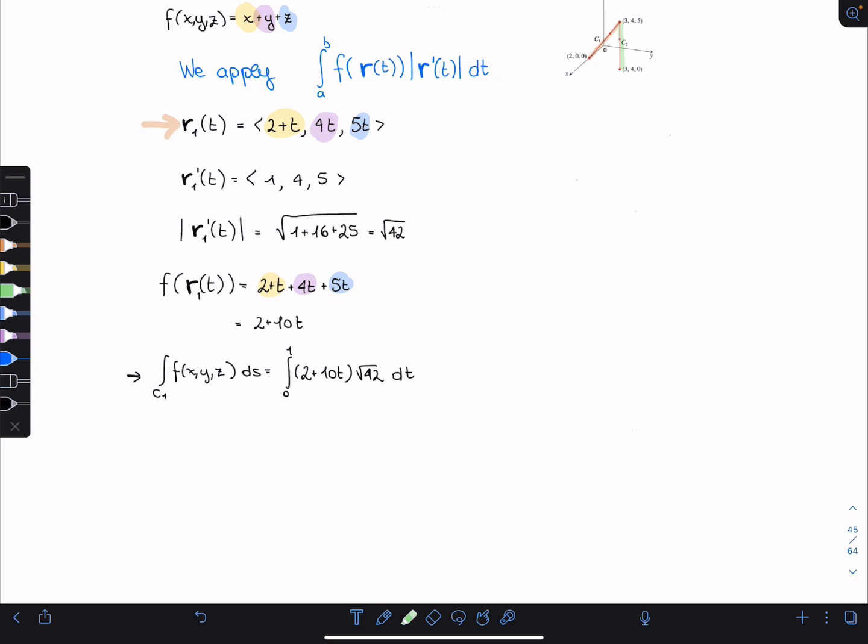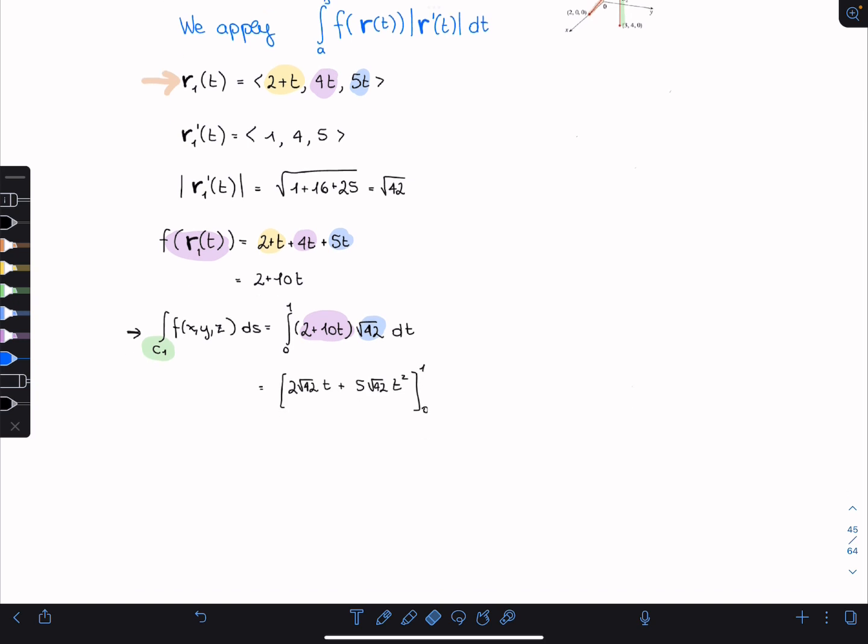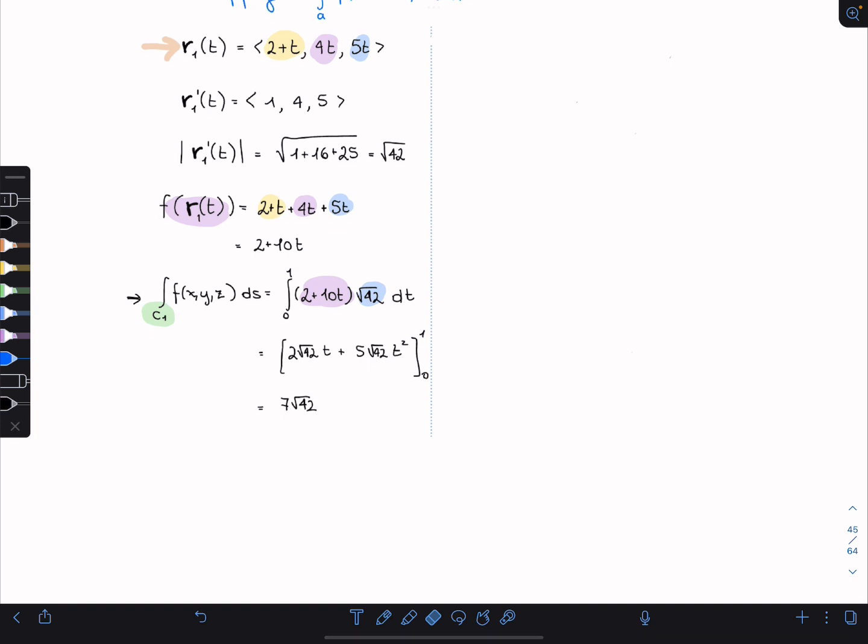Okay, now we can finally apply the formula. The line integral on C1 is equal to this: the function evaluated at the parameterization, and this is the magnitude of r prime, dt. We simply compute this integral and we obtain 2 square root of 42 t plus 5 square root of 42 t squared, from 0 to 1. And this, substituting 0 and 1, gives us 7 square root of 42.